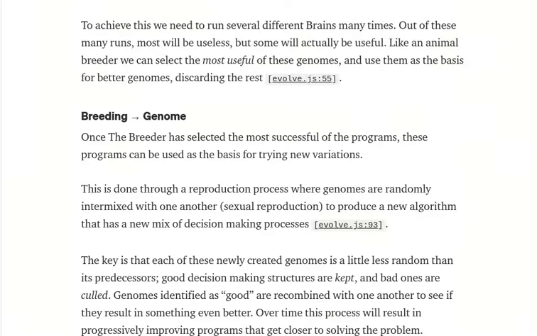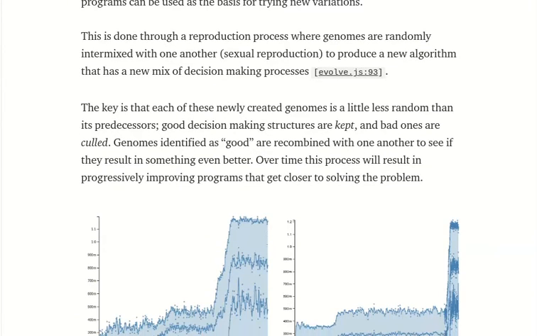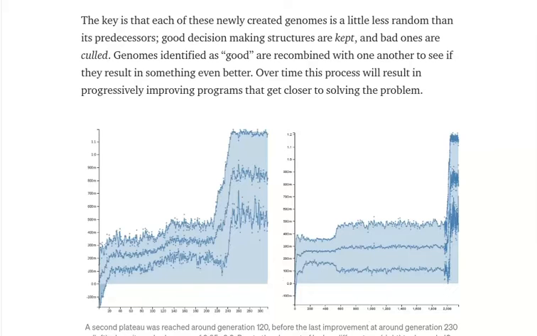Once the breeder has selected the most successful of the programs, these programs can be used as the basis for trying new variations. This is done through a reproduction process where genomes are randomly intermixed with one another, basically sexual reproduction. This produces a new algorithm that has a new mix of decision-making processes. The key is that each of these newly created genomes is a little less random than its predecessors.